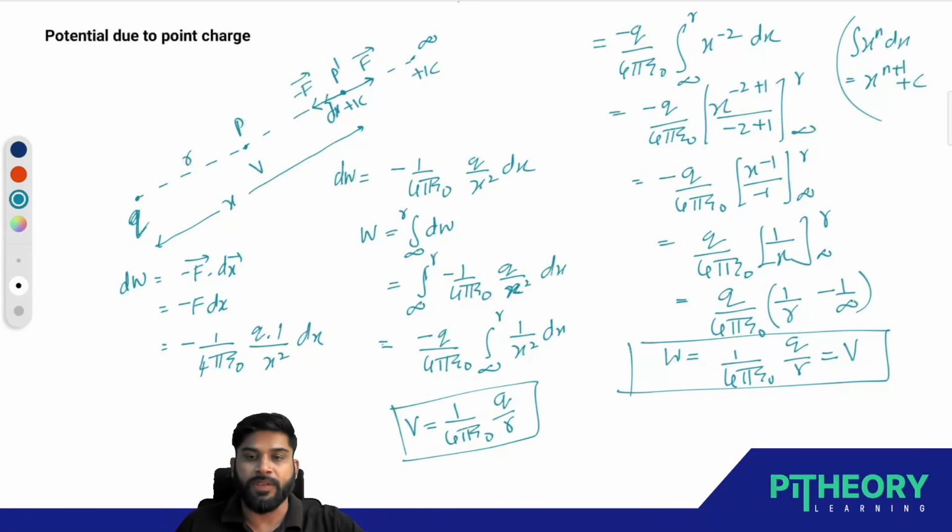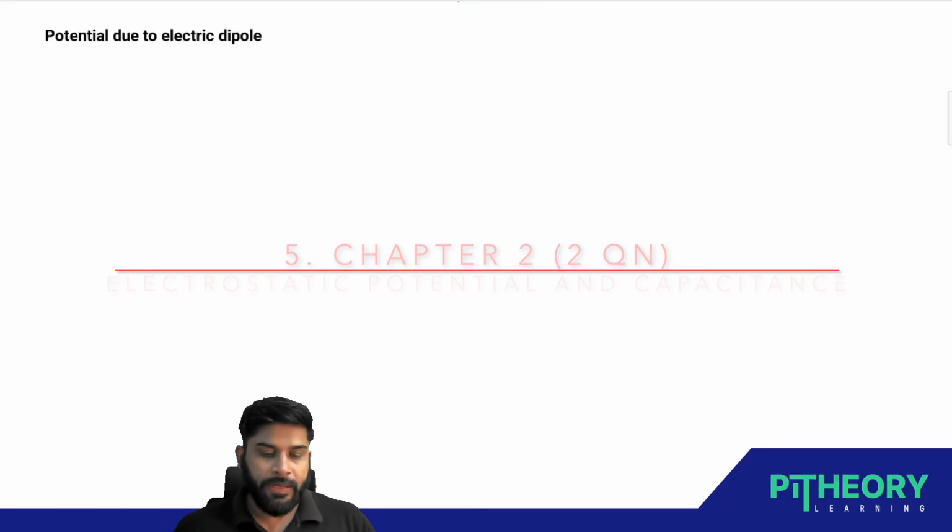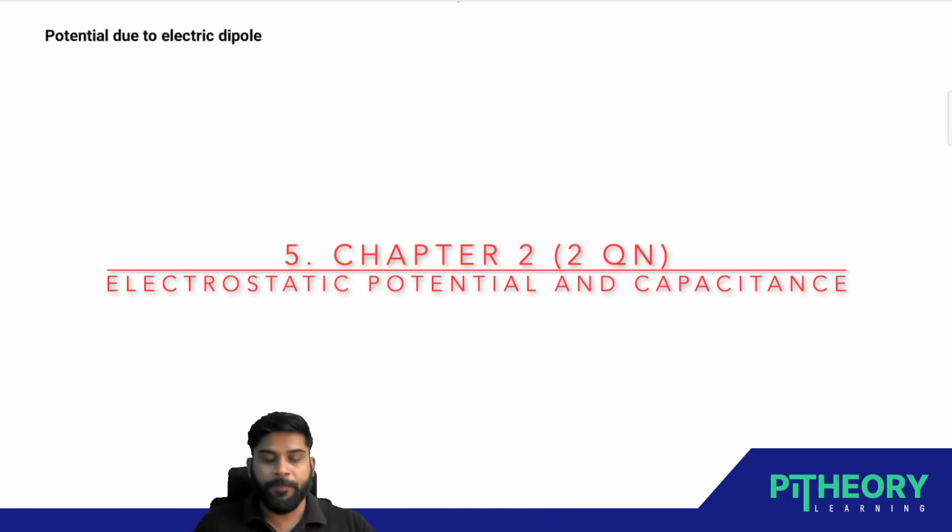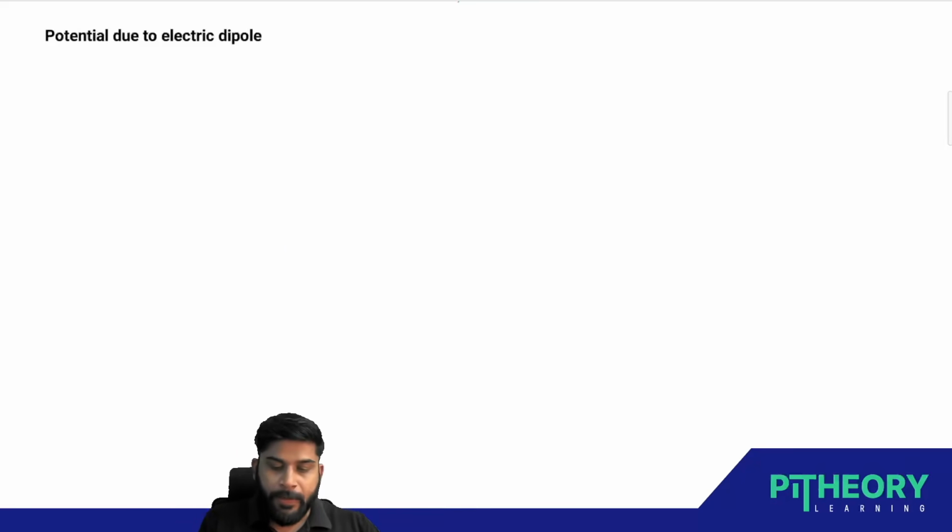All right, let's go for the next question. The next question is the potential due to an electric dipole. So let's see here. While drawing this diagram, you should be careful a bit. When we are drawing the dipole, you have to draw it like this. I'm drawing plus q here and minus q here. They are connected by this.